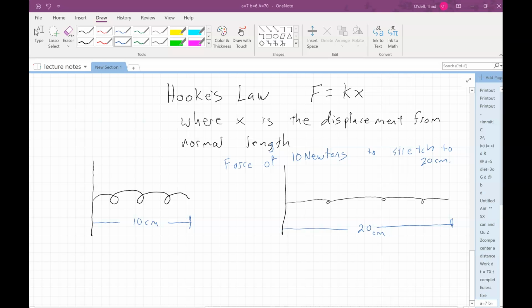Okay, so in this video I'm going to do a quick example on work done with springs. We're going to calculate the work it takes to compress or stretch a spring. And for that we need to introduce something called Hooke's law.